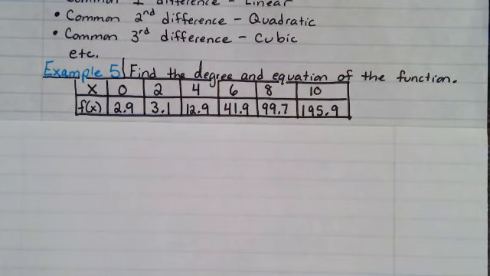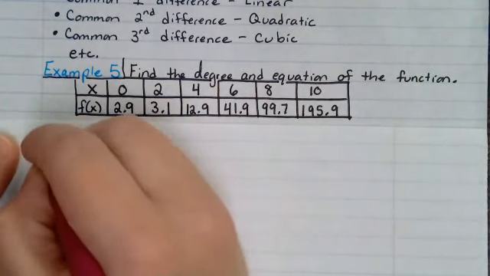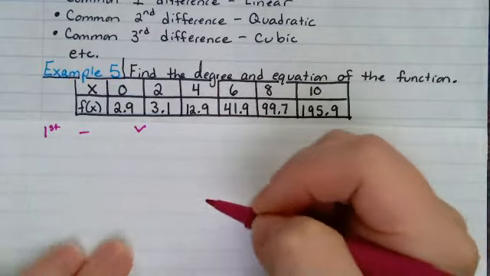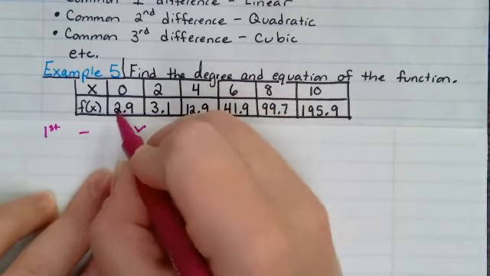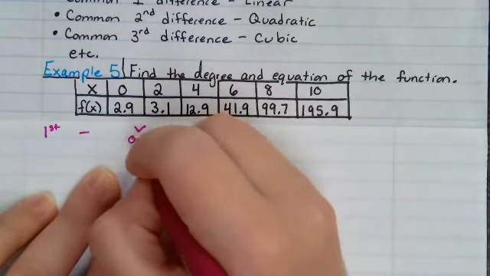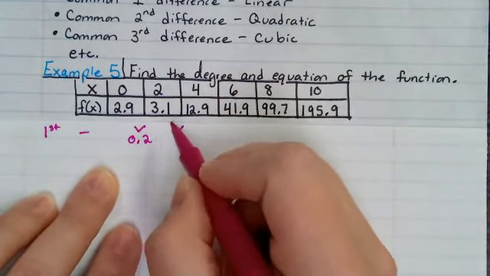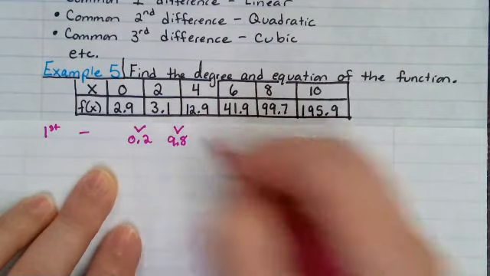So the first thing we're going to do is find the first difference. Okay. So I'm going to look between 3.1 and 2.9. If I do 3.1 minus 2.9, this is 0.2. If I look at 12.9 minus 3.1, this is 9.8.